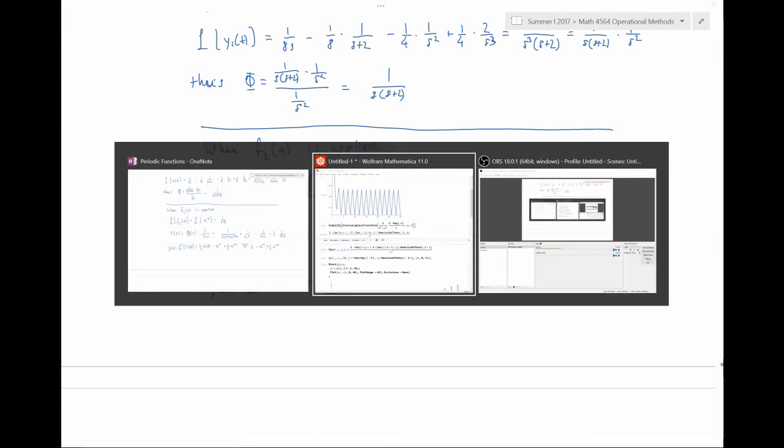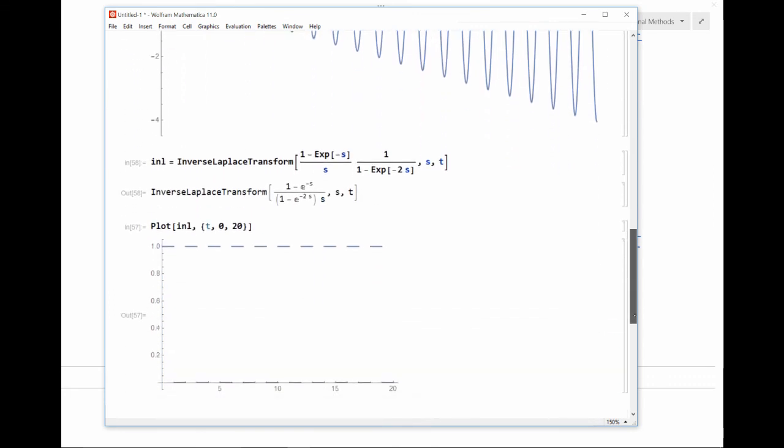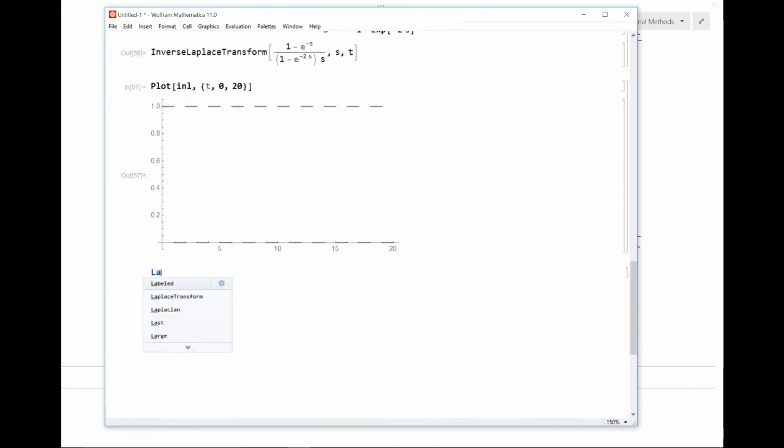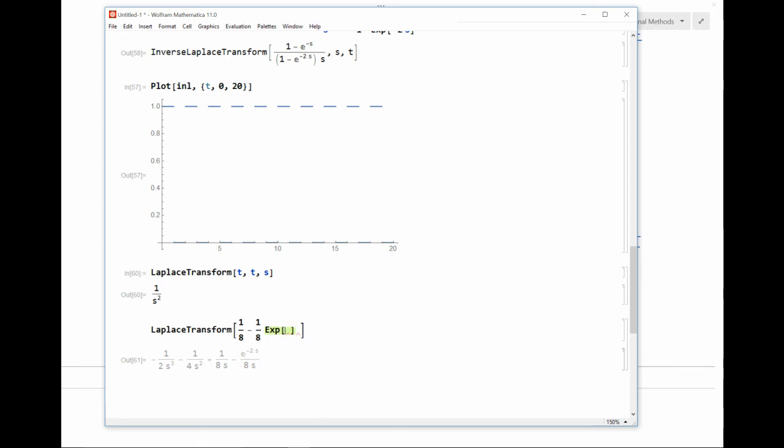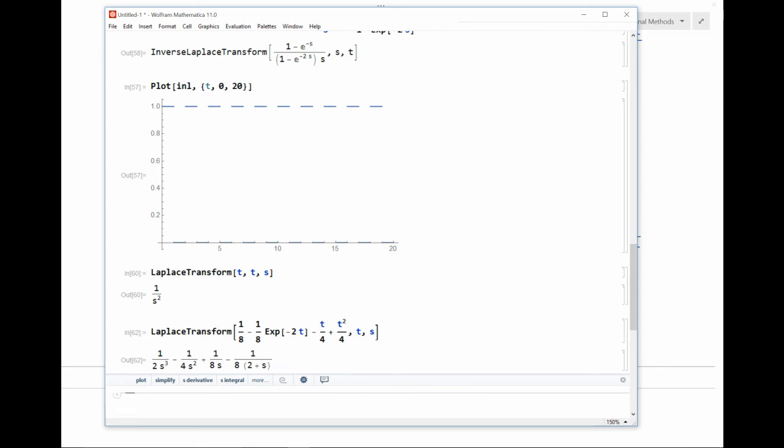Again, let's switch to Mathematica to quickly confirm our computations. We need the Laplace transform of the input, which was t, and the Laplace transform of the output, which was 1 over 8 minus 1 over 8 of e to the minus 2t minus t over 4 plus t squared over 4. And let's simplify it.